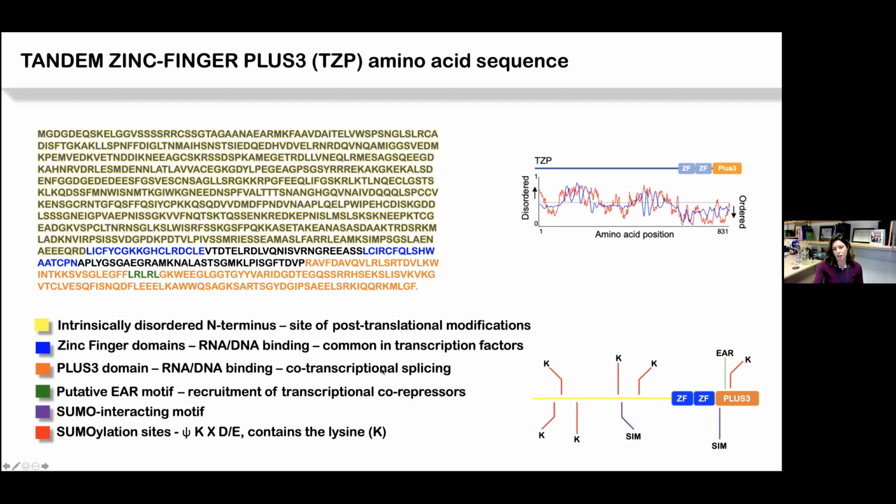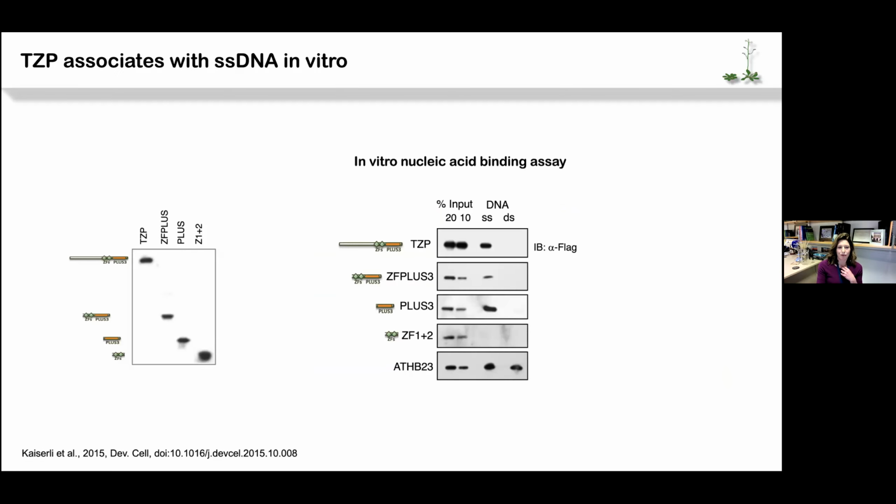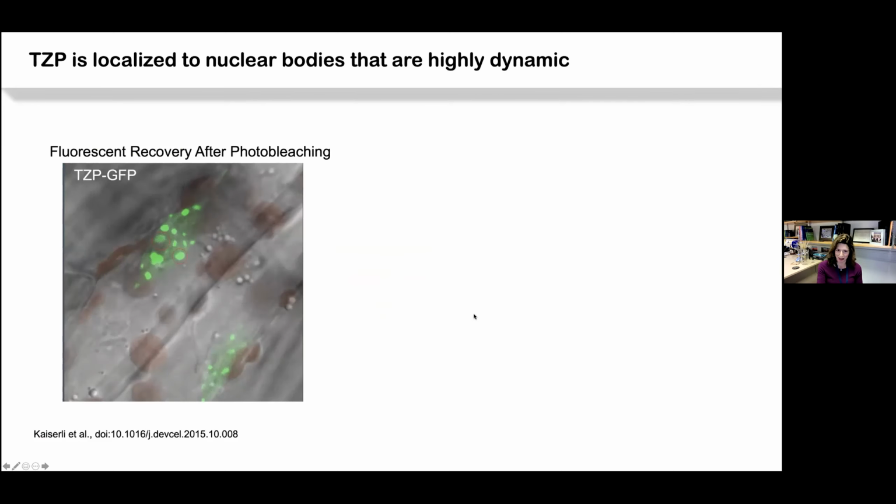And in addition to these domains, TZP also contains different regulatory motifs, such as a SUMO interacting motif and putative sumoylation sites, particularly on the N-terminus. So based on its domain composition, it was predicted that TZP potentially can regulate gene expression. And we have shown that actually in vitro TZP can associate directly with single-stranded DNA, but also with RNA, and this occurs primarily through the zinc finger and the plus 3 domain.